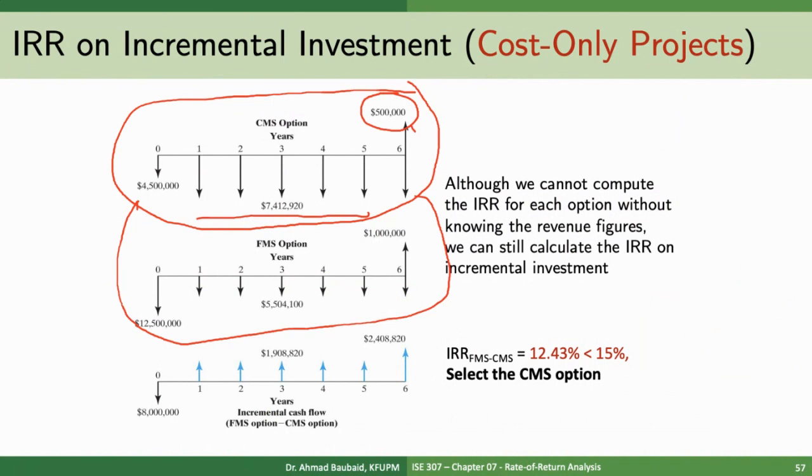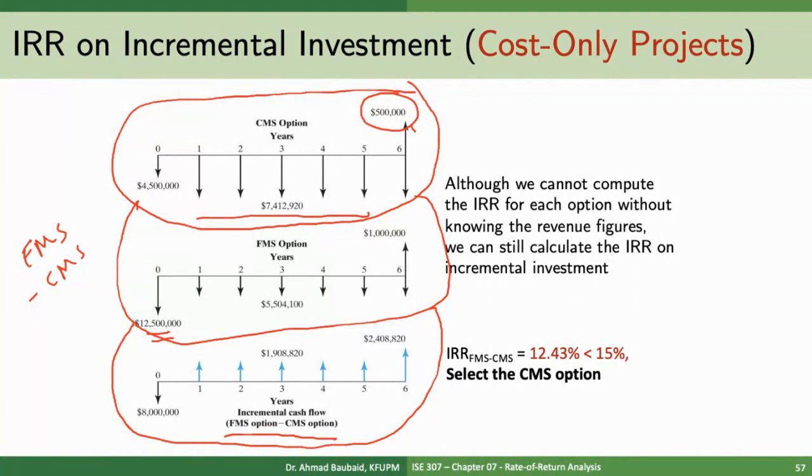And so notice here, which one is costlier? FMS is the costlier option. It has the bigger investment. So I'm going to do FMS minus CMS to see if the additional investment in FMS is worthwhile, right? And so if I subtract FMS minus CMS, which is written here, this is the cash flow that I get.